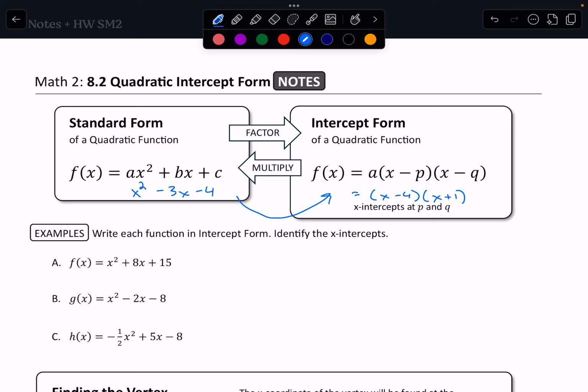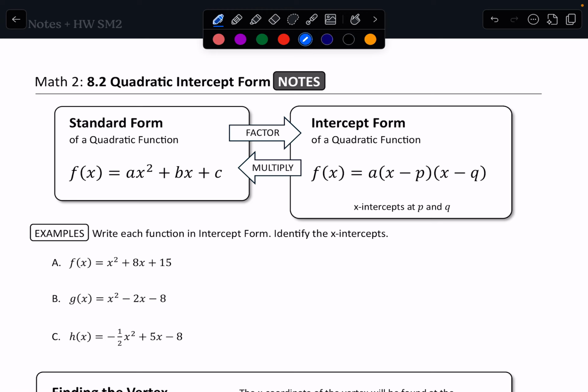Different forms have advantages. Sometimes you want it in one form because it tells you something about the function that the other one does not. But you already know how to go from standard to intercept. And going the other direction, going from intercept form to standard form is even easier because you just multiply the parentheses together. It's so easy, in fact, we're not going to really worry about it today.